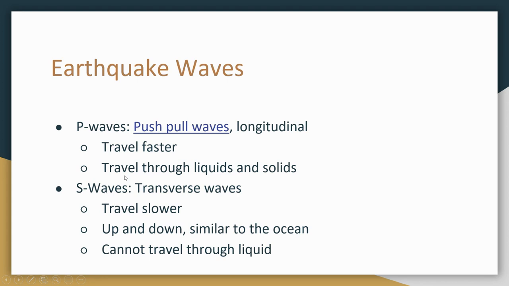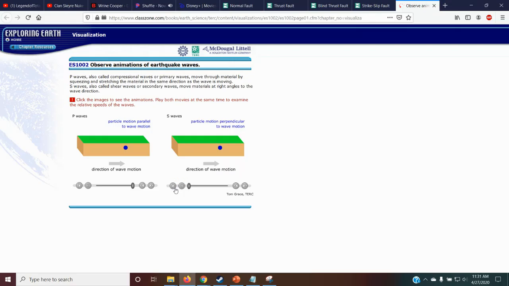So S waves are secondary waves. They're transverse waves and they travel slower. They're an up and down motion similar to the ocean, and they can't travel through liquid. That's important. S waves, secondary waves, cannot travel through liquid, and we'll show why that's important in a minute. But let's look at a secondary wave. So the secondary wave is this up and down motion. So, primary waves are side to side, secondary waves up and down.